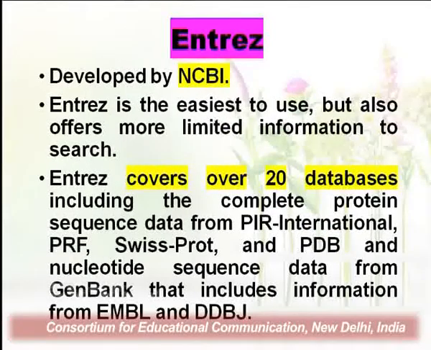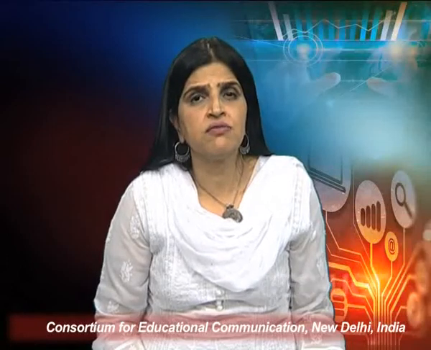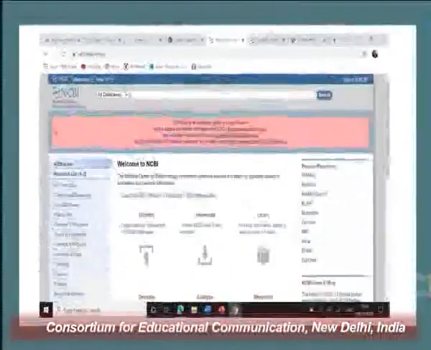Then we also have Entrez, which is developed by NCBI. Entrez is very easy to use, but it offers limited information to search. Entrez covers over 20 databases, including complete protein sequence data from PIR International or maybe SwissProt, PDB, and nucleotide sequence data from GenBank, and it includes information from EMBL and DDBJ also. This is a web view for Entrez at NCBI.